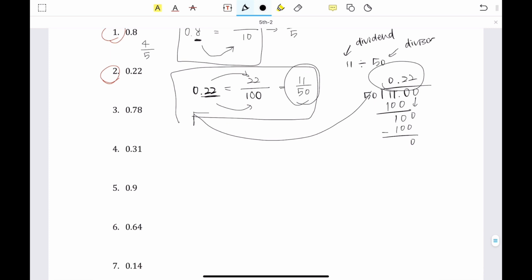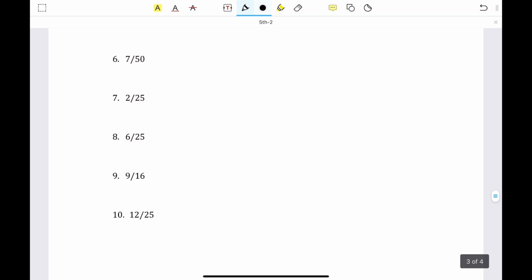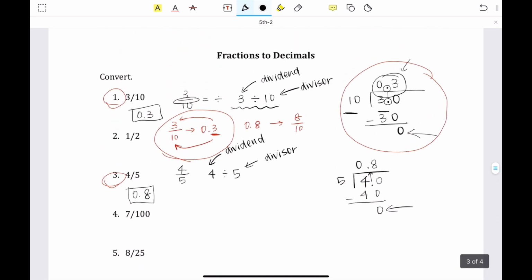Now if you had a 0.383, for example, your 3 ends up in the thousandths place, so you should get 383 over 1,000. So this shortcut works either way. And knowing this shortcut, when you're converting from fractions to decimals, you can use the same shortcut way. And that's it for today.